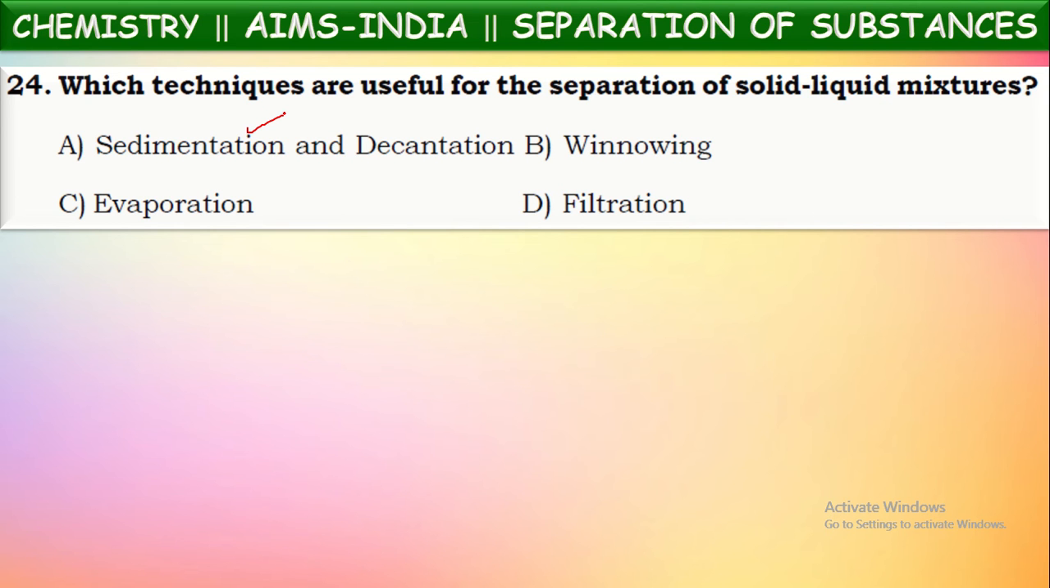Then the lighter weight husk particles will be blown away because of air and will fall as a heap at a certain distance. Whereas grain particles, being heavier, fall down directly and form a separate heap. In this way, lighter weight husk is separated from the heavier weight grain particles by the technique called winnowing. Here if you observe, both grain and husk are solid components.